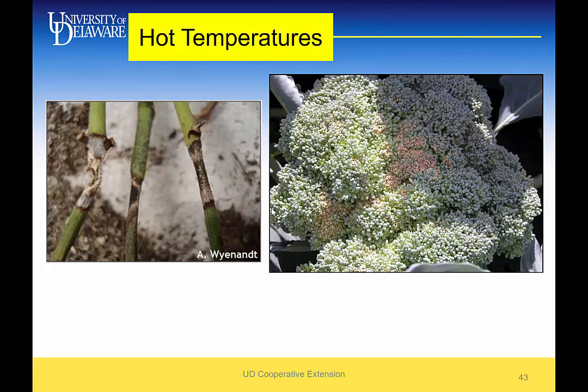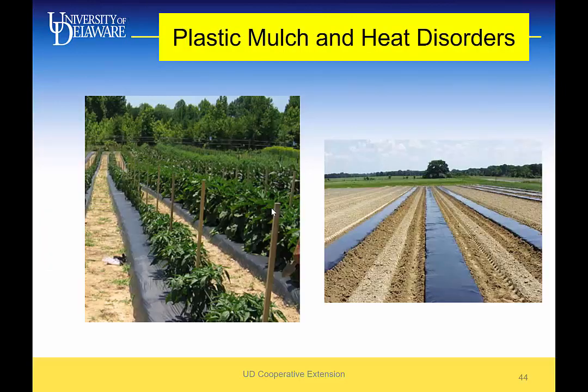So peppers in particular, we have problems with them. In broccoli, what happens is high temperatures actually kill the newly developing florets when they're teeny tiny, and then when they come out, you get these brown florets. So, how do we manage this?